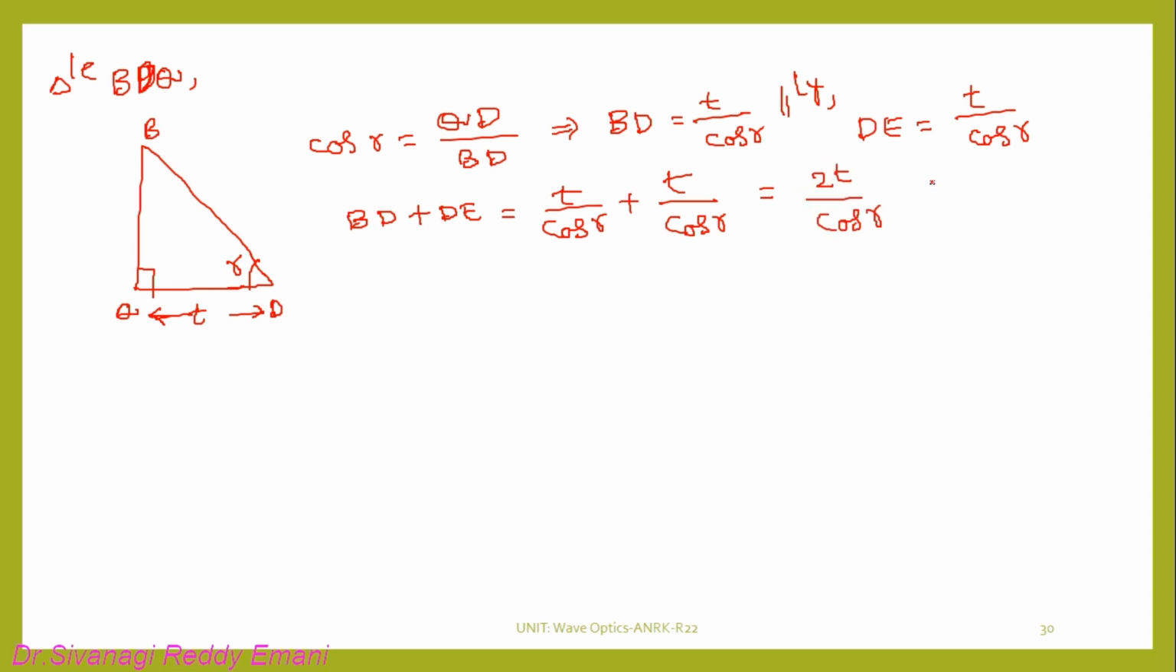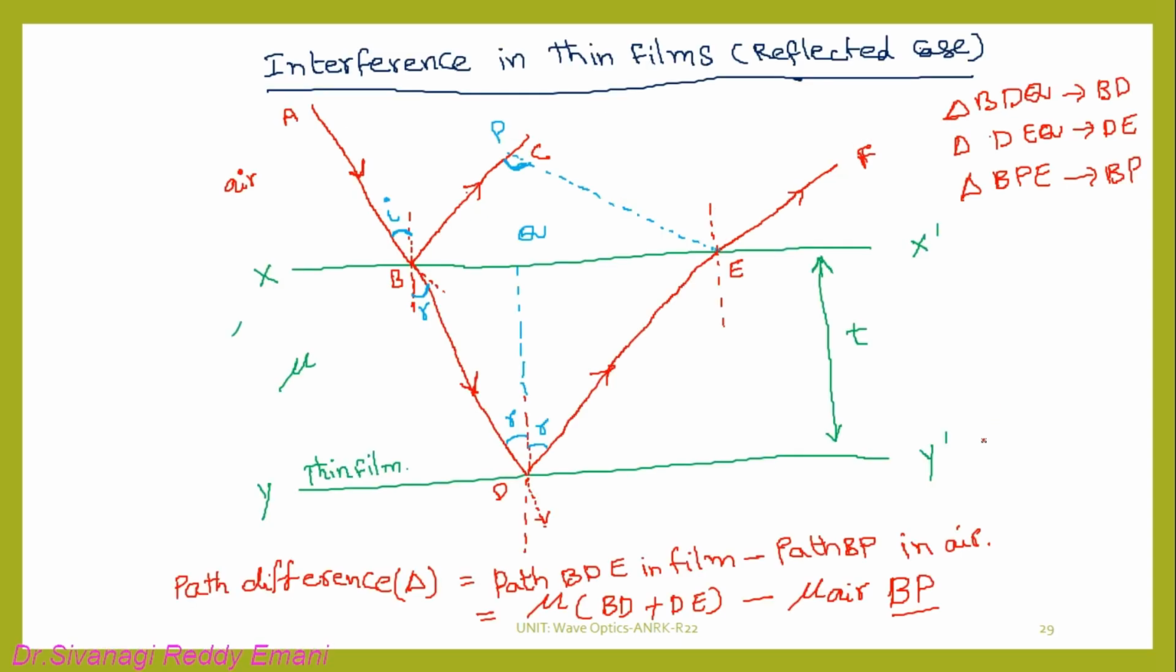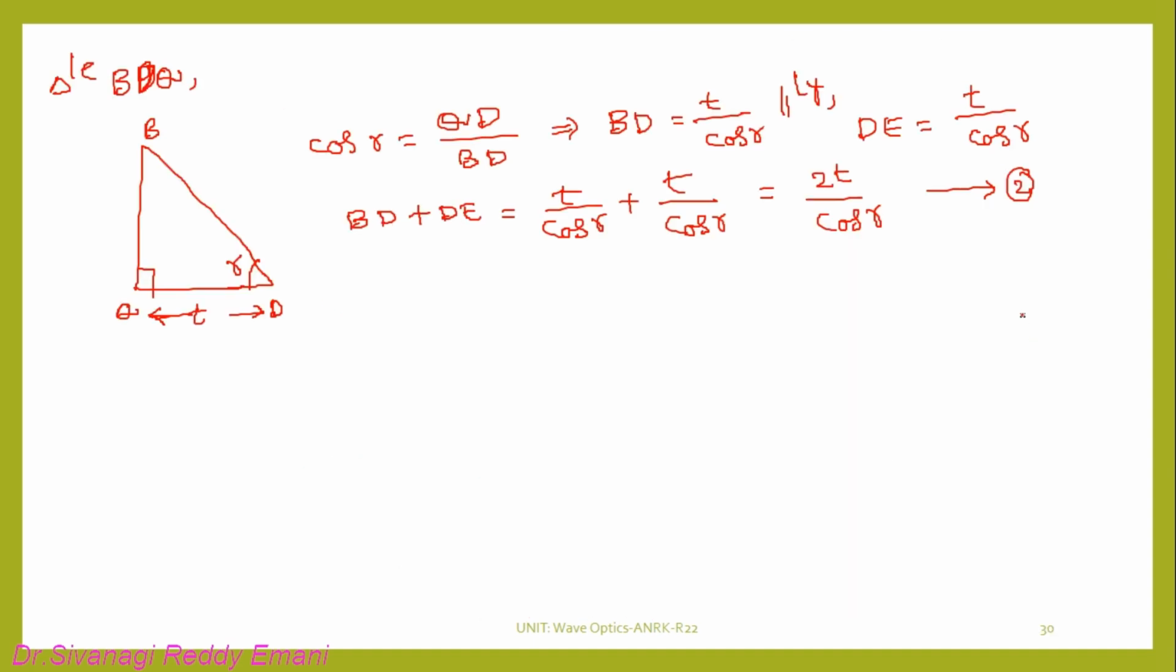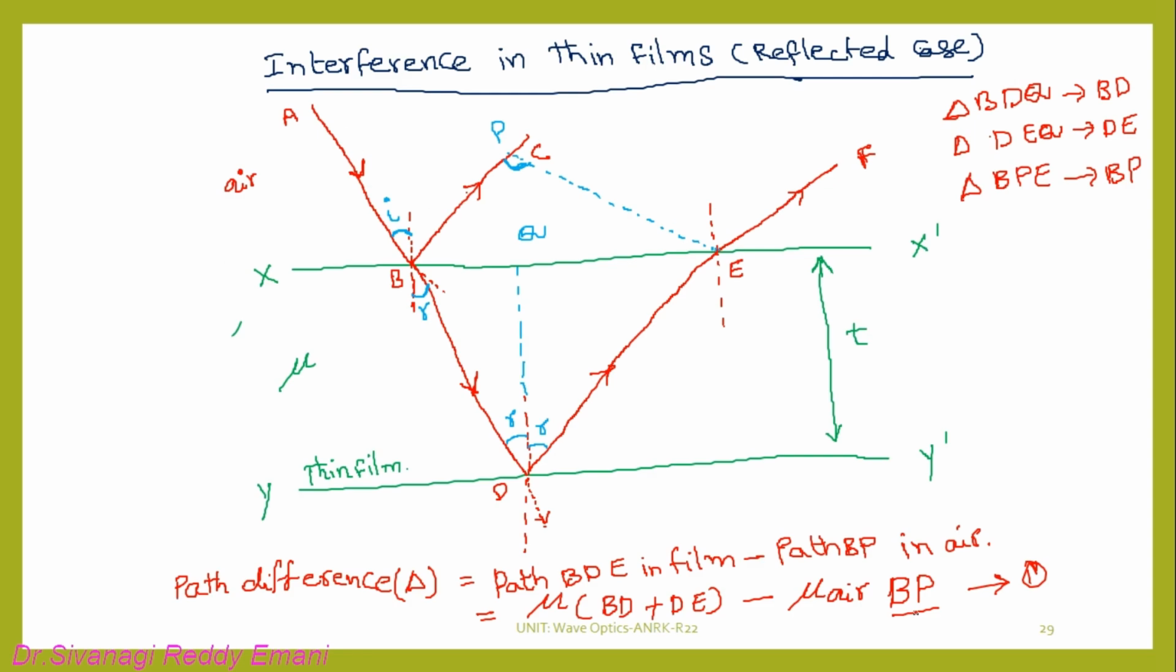We will treat this as equation 1. So we used two triangles, BDQ for BD and DQE for DE, and we get that. Now we have to calculate the next part. The next part is BP, which we have to calculate.